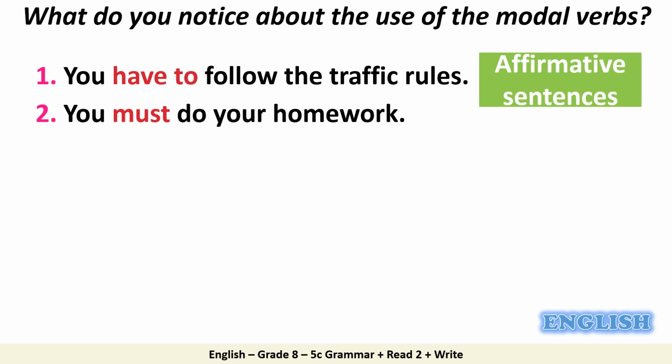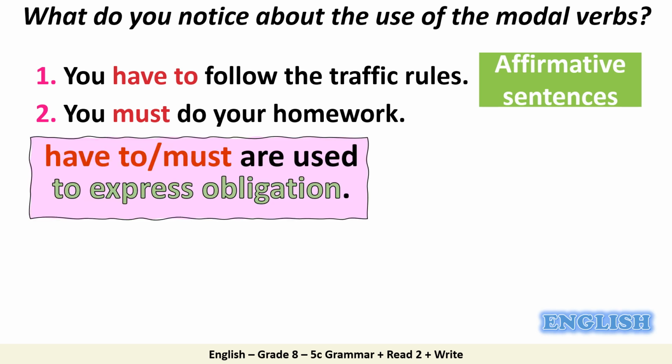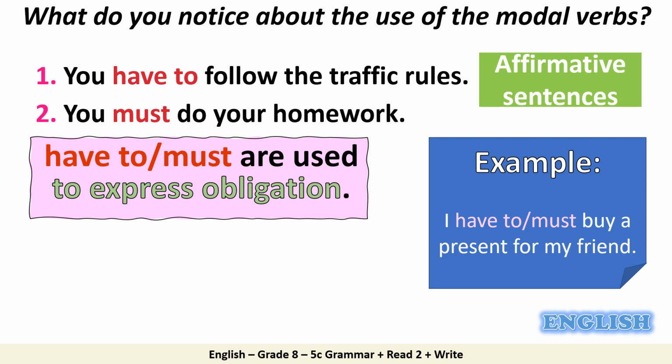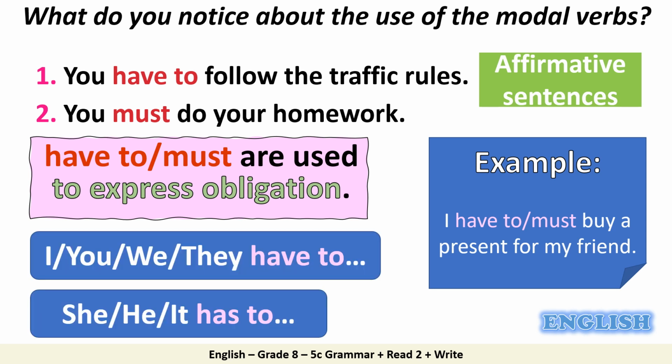We use those modal verbs to show commitment and duty. Thus, you must know that we use them to express obligation. We use have to and must to express obligation. Here's another example. I have to buy a present for my friend, or I must buy a present for my friend. Please do not forget that we use have to when the subject is I, you, we, and they. On the other hand, we use has to when the subject is she, he, and it.